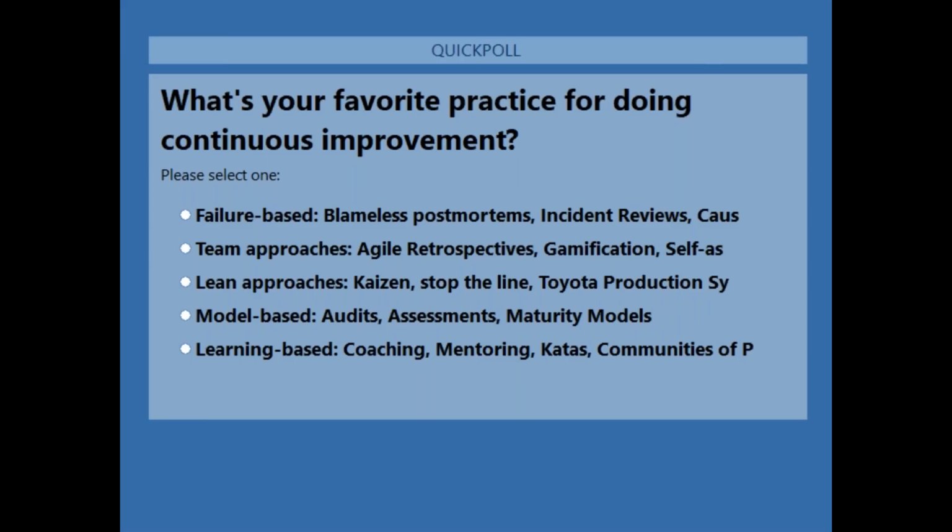Okay, I want to head to the second question right now, which is going to be on improvement. I would like to hear from you, what's your favorite practice for doing continuous improvement? Would it be failure-based? Would it be something that looks at the team as a way to improve in the organization? Lean-based approaches, using models, maturity-based models or other models, or would it mostly be learning-based? So your votes, please.